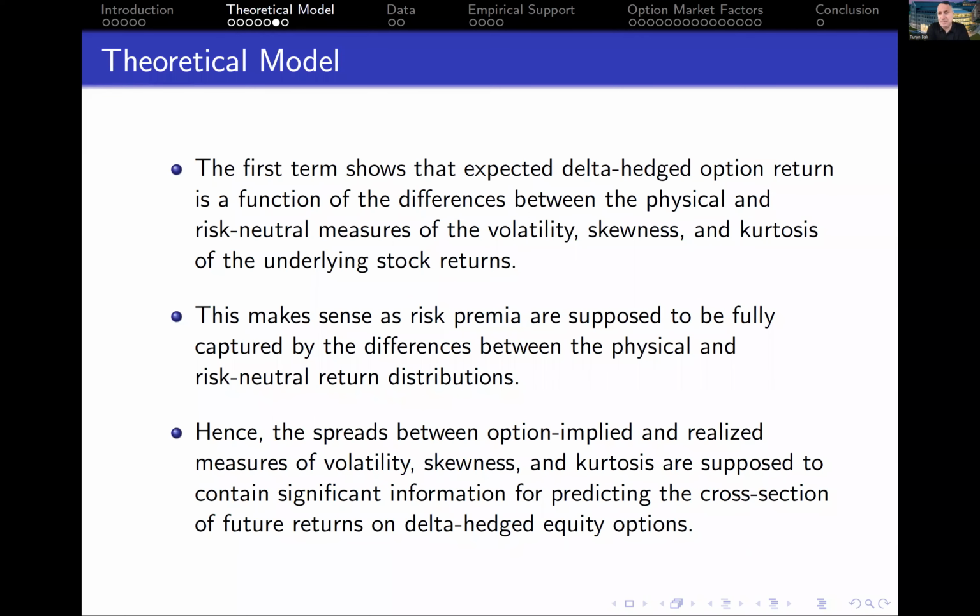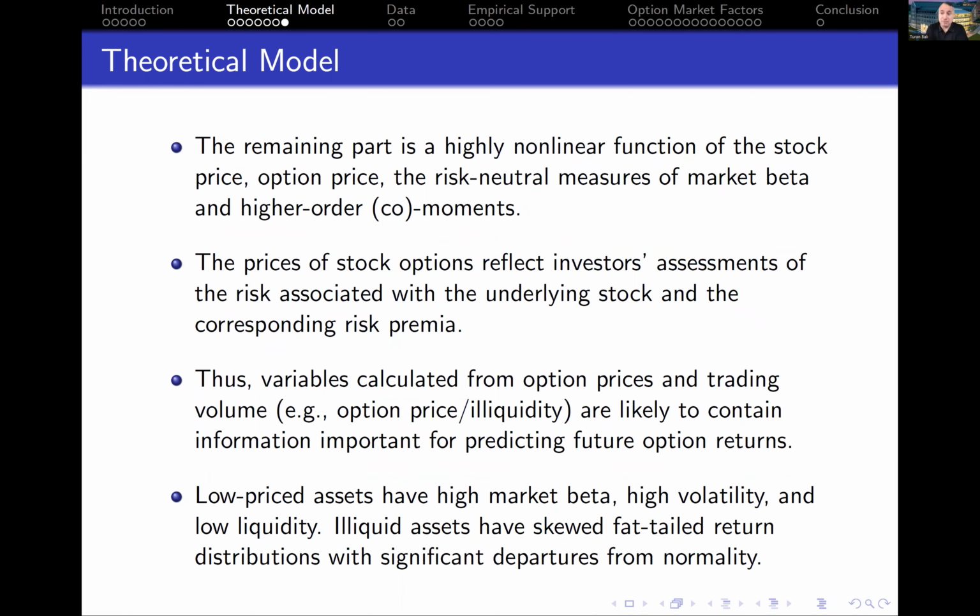The first term in that expression basically states that expected delta hedged option return is a function of the difference between physical and risk neutral measures of volatility, skewness, and kurtosis. I think this makes sense because the risk premia are supposed to be fully captured by the differences between physical and risk neutral distributions. That means these vol, skew, and kurtosis spreads are supposed to contain significant information for predicting future returns. However, the remaining part of that equation is a highly nonlinear function of a lot of things.